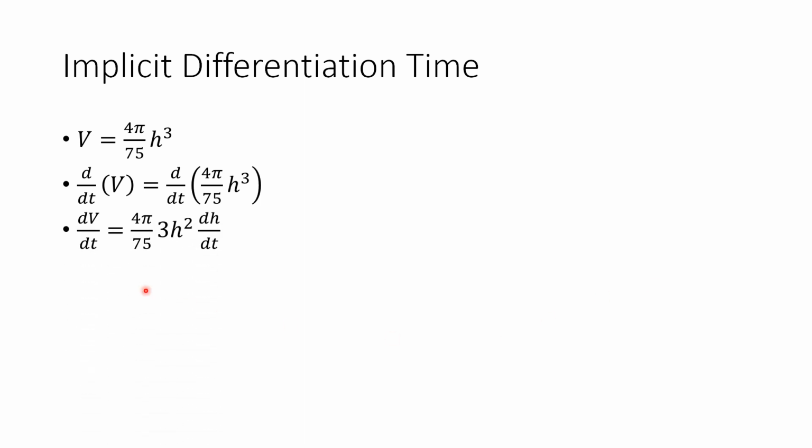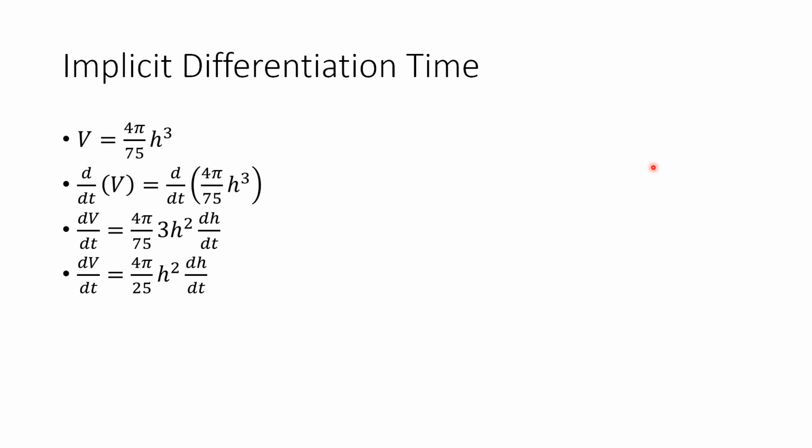So now it's time to do the implicit differentiation. If I look at V equals 4 pi over 75 h cubed, I take the derivative of both sides. Remember, I'm doing implicit differentiation because V is a function of time, h is a function of time. I'll get dV/dt, the derivative of V with respect to time. I can bring this number out in front by the constant multiple rule. Differentiating h cubed, I bring the 3 down in front, reduce the power by 1, leave the inside alone, multiply by the derivative of h with respect to time.